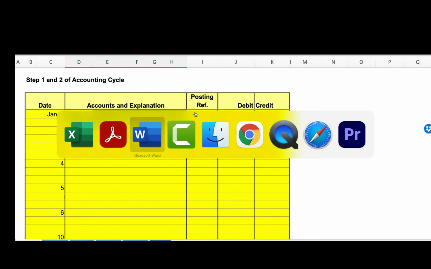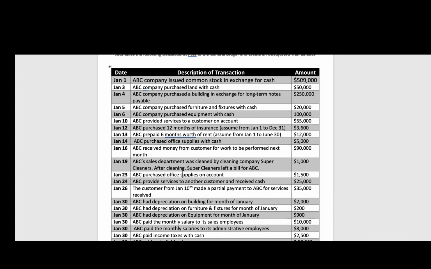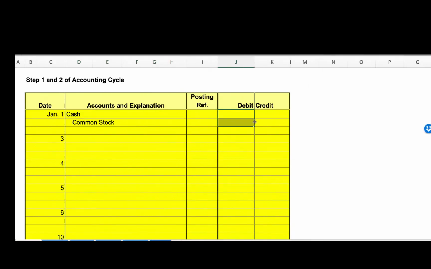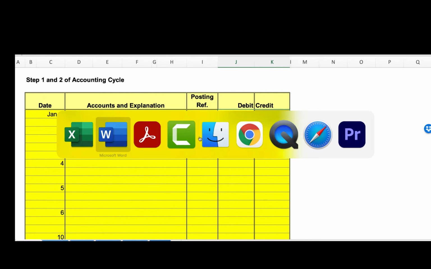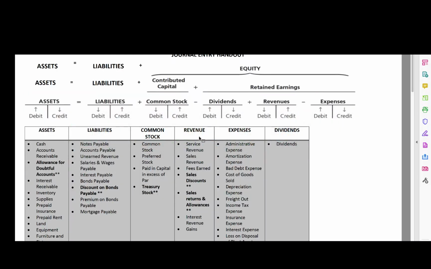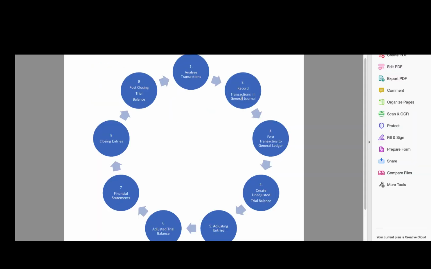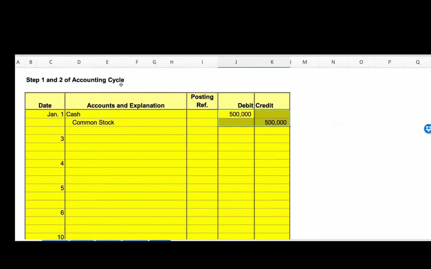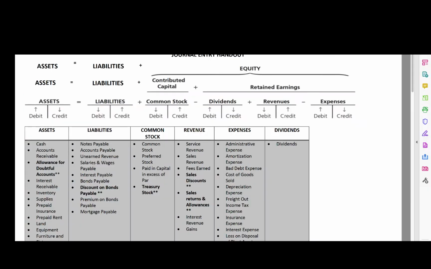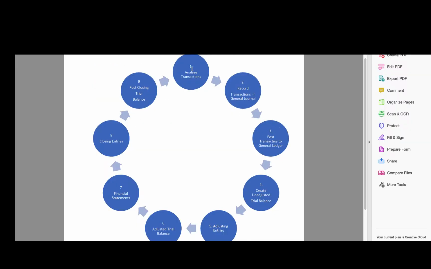Okay, and what is the amount? It says $500,000. So the amount is now $500,000. That is steps 1 and 2 of the accounting cycle, right? So steps 1 and 2, we analyze the transactions, we record it to the general journal. That's what we just did. Now the next step is to post this to the general ledger, right?